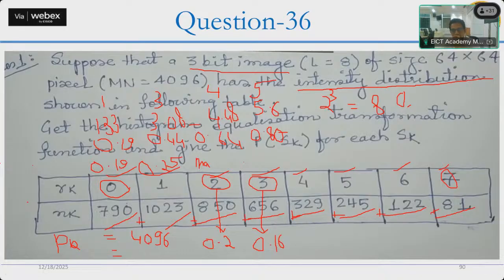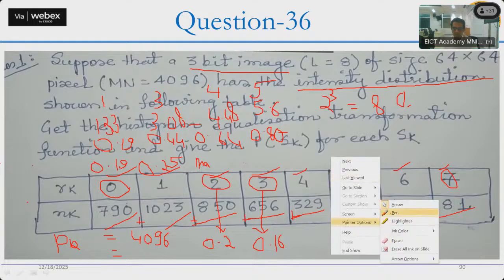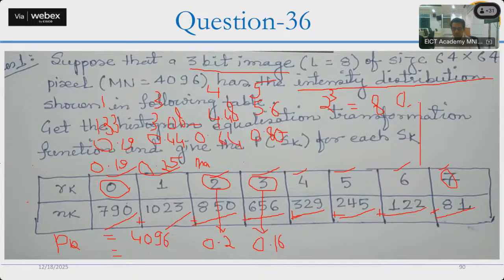S of K is 64? No, see how can S of K be that? Remember, it is mapping only. It can't exceed 7 because the gray level can't exceed 7. 64 is basically the number of pixels. What is 64 by 64? I tell you very clearly. If this is my image, here 1 to 64 rows are there, and 1 to 64 columns are there.